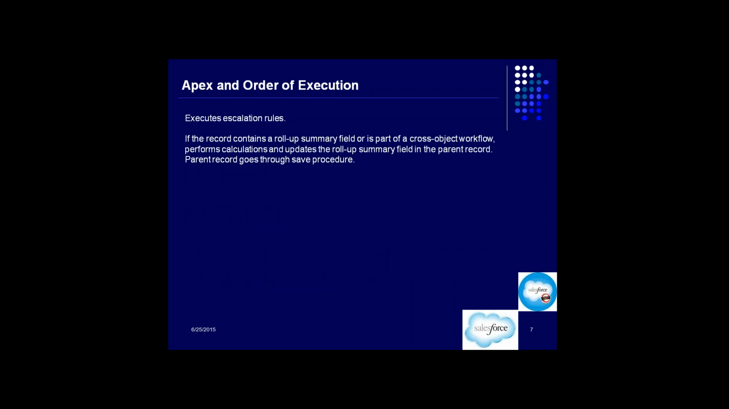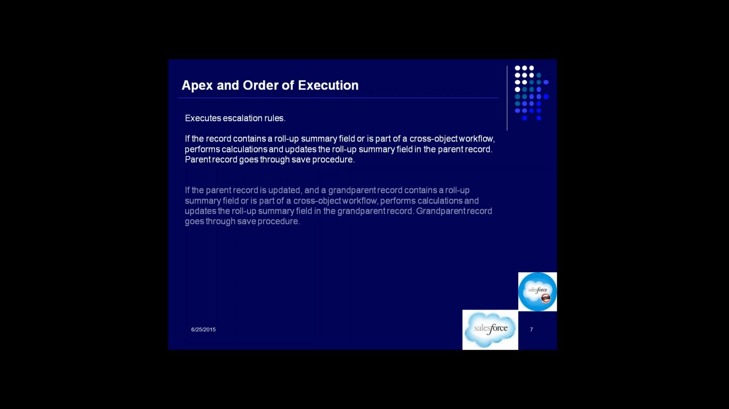So if there is a roll-up summary field available in this object, as I'm talking about, opportunity has a roll-up summary field for account, let's say. Now, because the opportunity record got added, the account will get updated. So the parent record gets updated and goes through the same save procedure, whatever long procedure we are talking about. Though it looks a little lengthy, all this happens in a fraction of a second. Then the parent record will get updated. If the parent record is updated and the grandparent record contains a roll-up summary, the same procedure goes on for the grandparent record. Okay.